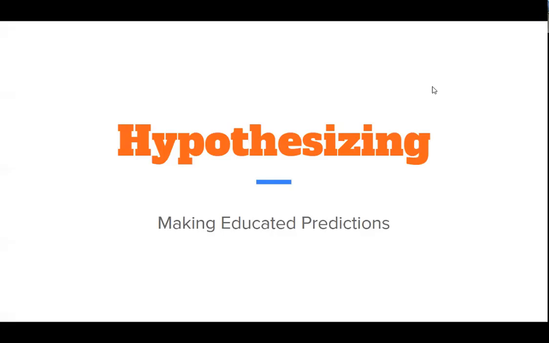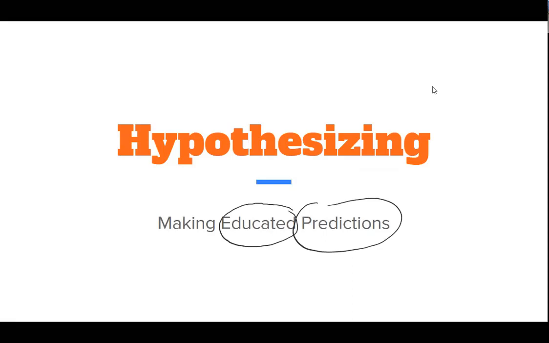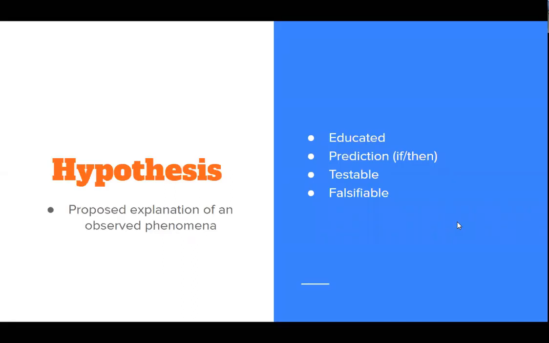I will just remind you that some people call hypothesizing an educated guess. That's not really enough for me. I like to be a little clearer. Yes, we are making educated predictions. We're making a prediction when we have a hypothesis, not asking a question. So we talked about these 4 traits of a good hypothesis last class. If it doesn't have these 4 traits, it ain't a hypothesis.